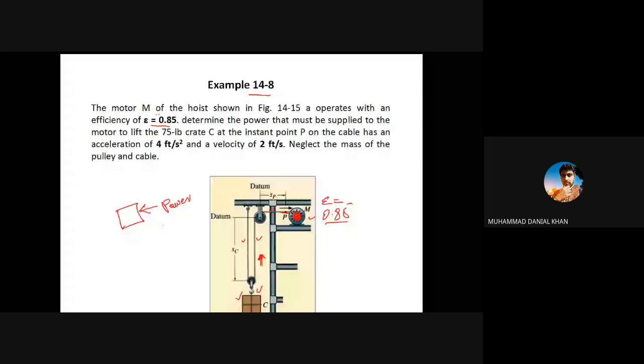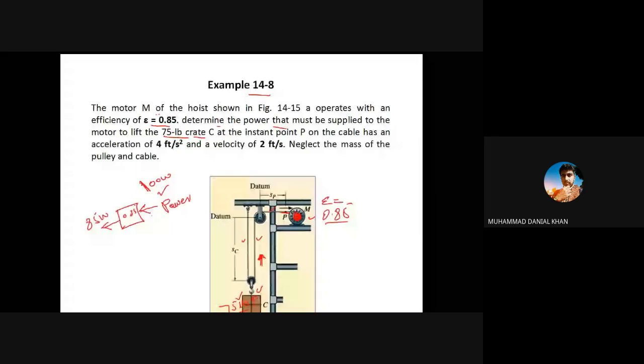So the power that we will supply, for example, if we supply 100 watt power to this motor, its efficiency is 0.85. So its output will be 85 watt. Remember this thing, right? What they are asking is how much power must be supplied to this motor from outside to lift the 75 lb crate C. The weight of this crate is also given, 75 lb. So how much power should be supplied from outside to this motor so that this weight can be lifted?